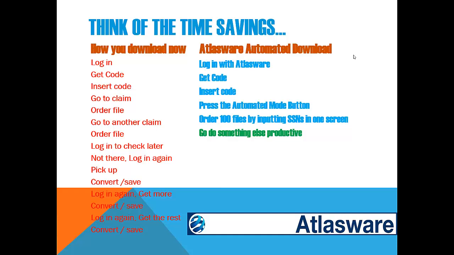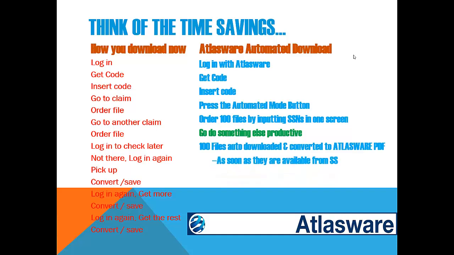All this other stuff, picking up, converting, saving, you don't do that because the software is going to do it for you. Those 100 files that you ordered, they're going to be downloaded and converted to the Atlasware PDF file, all while you're doing something else productive. They're going to be downloaded as soon as they're available from the server. And they're going to be saved to your computer. You're done checking back. You're done with all those extra logins.